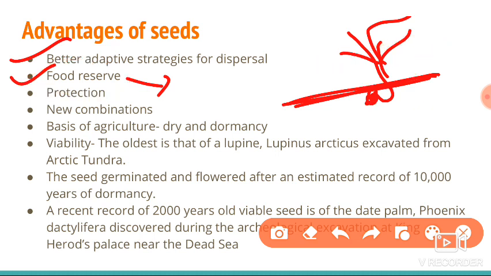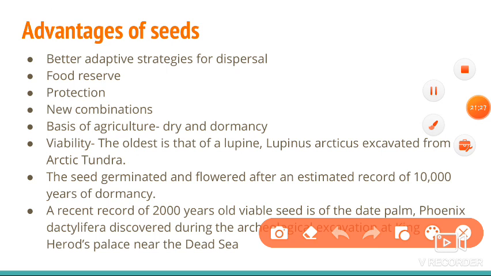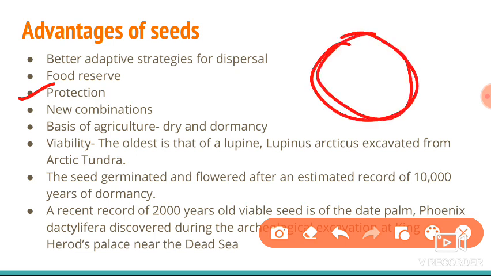And next to this, here you can see protection, and this is also very important. In case of protection, here it mainly contains two layers. When it is in ovule condition, there are two integuments. One is the outer integument and the other is the inner integument, and those will become the layers of the seed. The outer layer we call the testa.